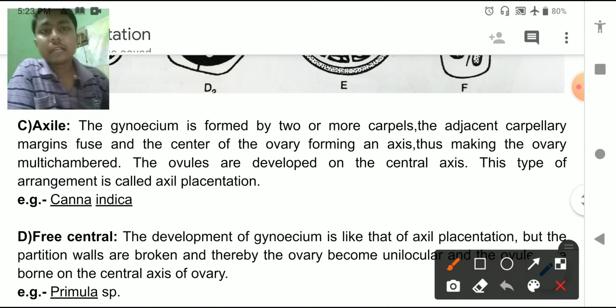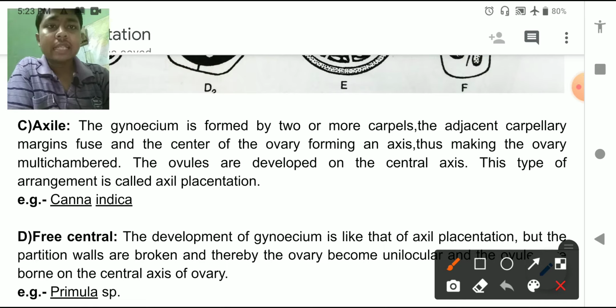Now we discuss according to the statement. The gynoecium is formed by 2 or more carpels. So we see all this in the picture. The gynoecium is formed by 2 or more carpels. The adjacent carpellary margins fuse, meaning the neighboring carpels fuse in a single border.